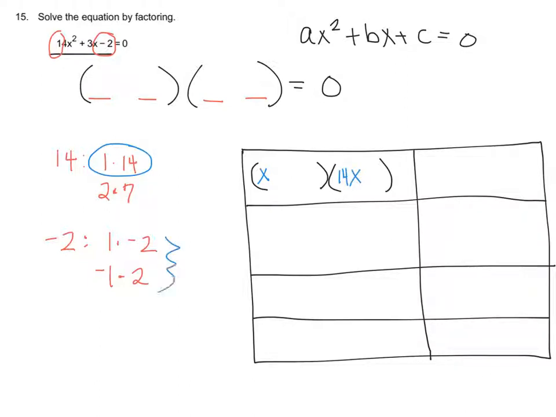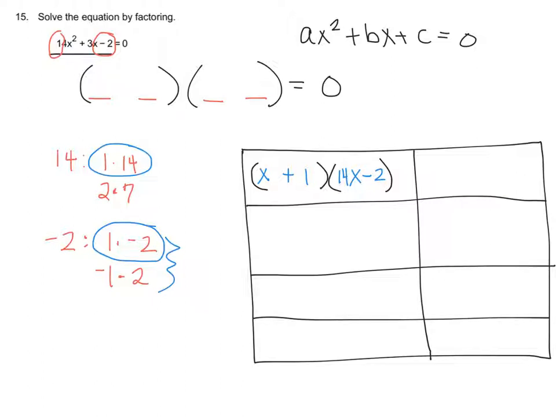Now the second set of factors will go in the second position of my parentheses. First, I'm going to choose the pair 1 and negative 2. So I'll put a plus 1 in the first parenthesis and a minus 2 in the second parenthesis. Now I need to check to see if this pair works. This is trial and error.